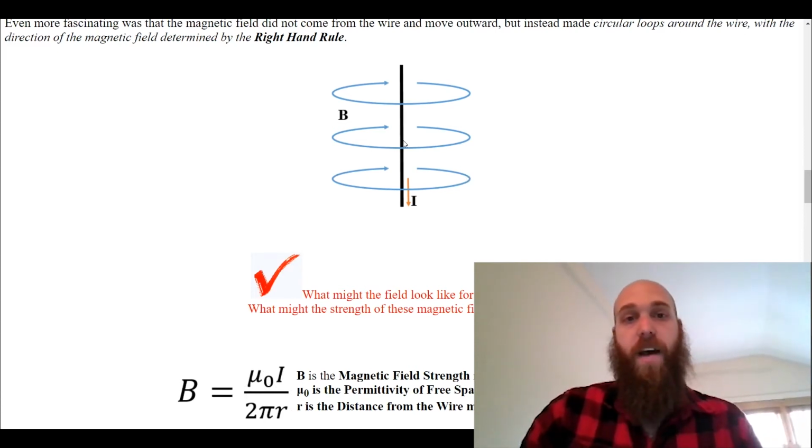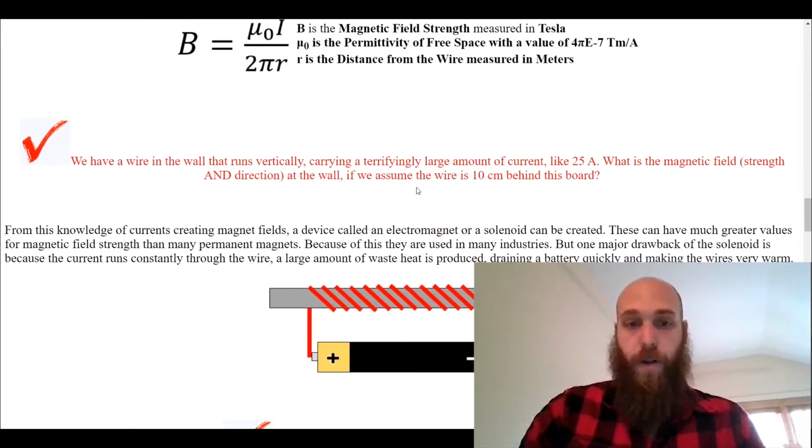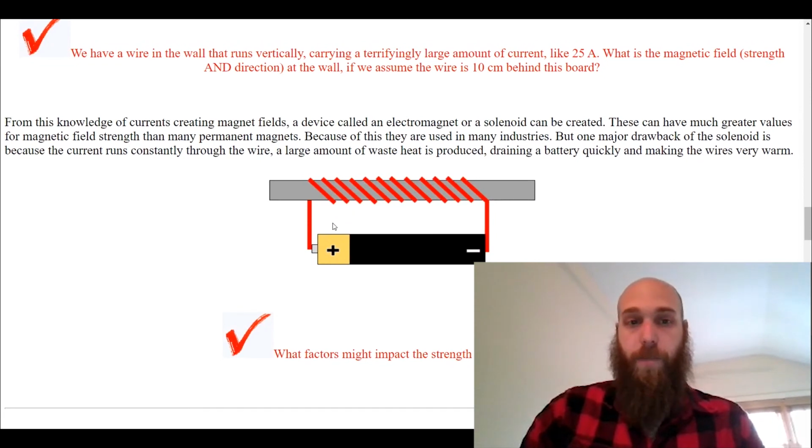But what if instead of having a straight wire, what if we had a loop of wire? What if we wanted to have a coil of wire? Then what would the magnetic field look like? Well, that device is pretty well known. It's called an electromagnet, or sometimes a solenoid.